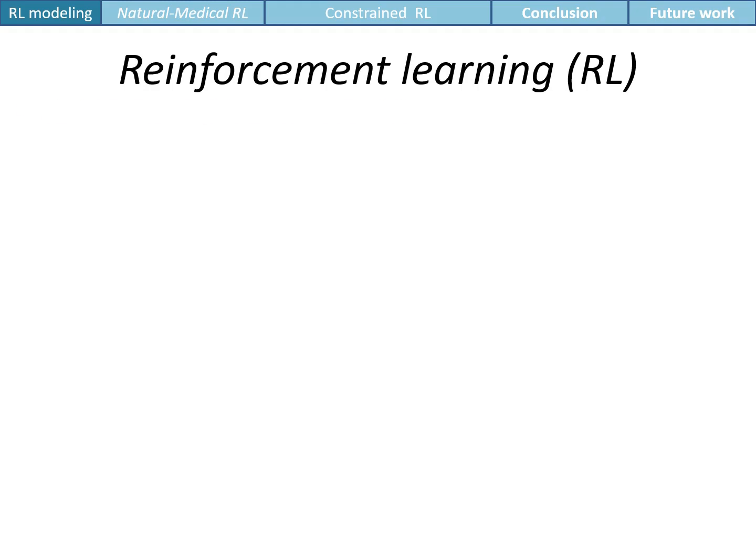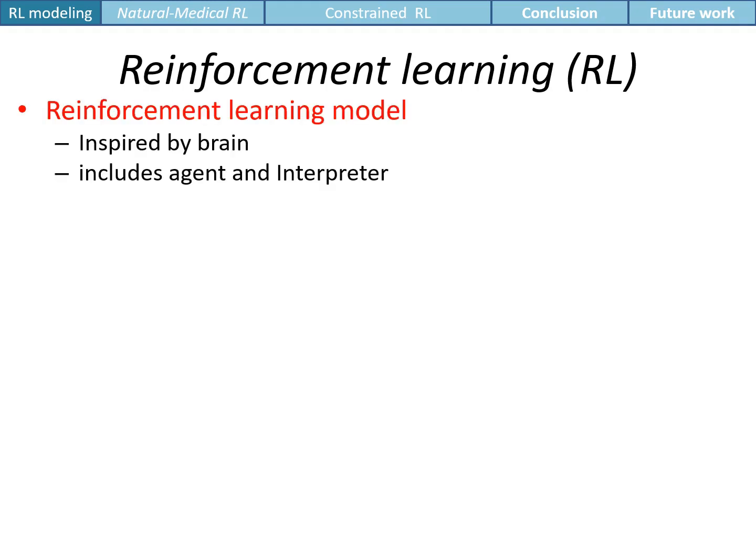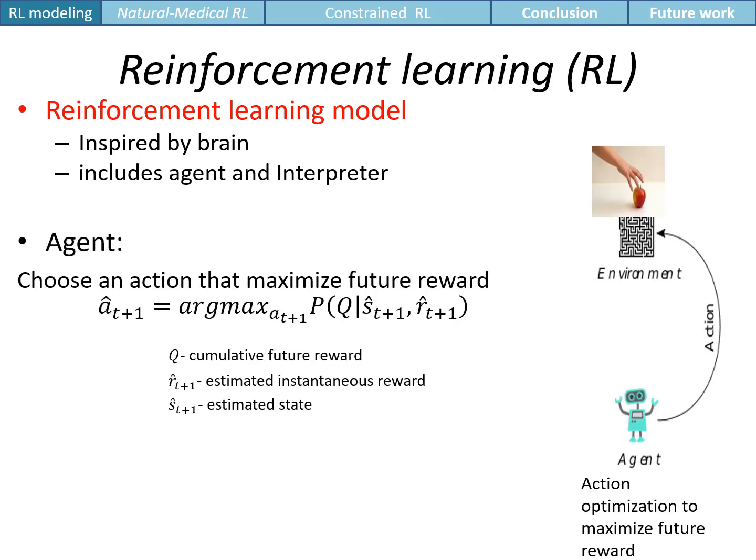Reinforcement learning is part of machine learning. It is inspired by the brain and includes an agent and an interpreter. The agent seeks to perform an action. For instance, here the action is picking an apple to eat. And it tries to do it by continuously interacting with the environment.